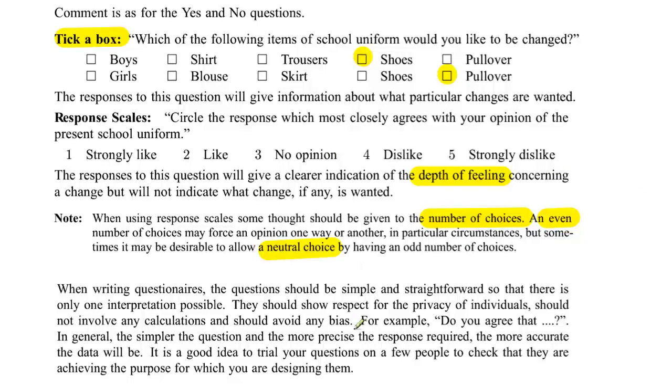So finally it says here, when writing questionnaires, the questions should be simple, straightforward, only one interpretation if possible. They should respect privacy of individuals. They should not involve any sort of bias. So things like, do you agree? In general, the simpler the questions, the more precise the response required, the more accurate the data will be. So keep it simple and you'll get accurate data.